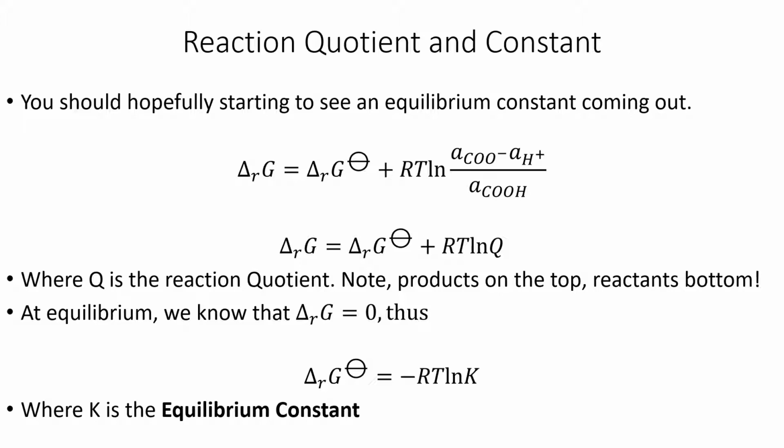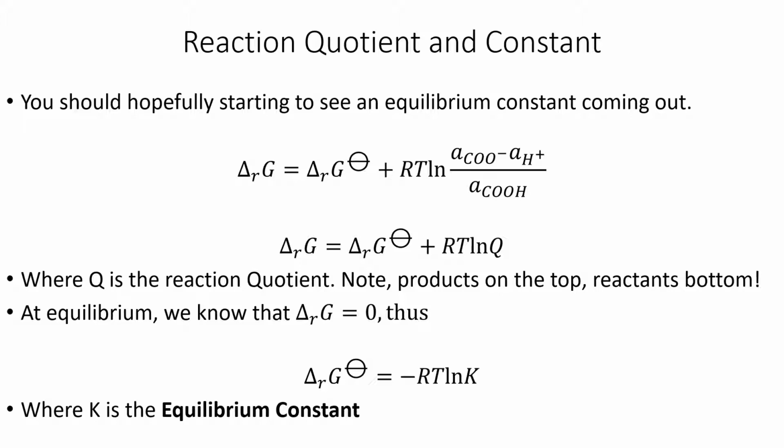Now this brings us to reaction quotient and constants. You should hopefully now start to see the origin of the equilibrium constant coming out. From before, we have our reaction Gibbs energy, which I've just reproduced here. And what we're going to do is say that the part of the equation that deals with the activities we'll redefine as Q, which is the reaction quotient. Again, note, products on the top, reactants on the bottom.